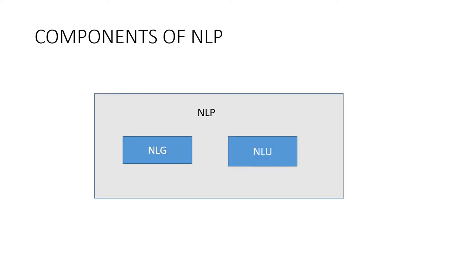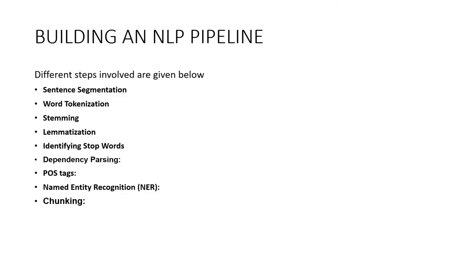This is a pictorial representation. NLP, NLG, and NLU. NLG and NLU are the subsets of NLP. This is the way we can build an NLP pipeline, the steps to be followed. We discussed sentence segmentation, word tokenization, stemming, lemmatization, stop words, POS tags, dependency parsing, named entity recognition, all these aspects we discussed.